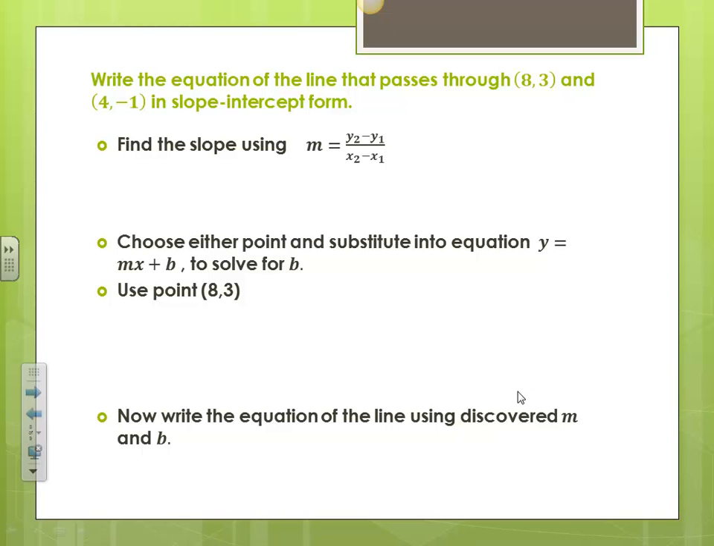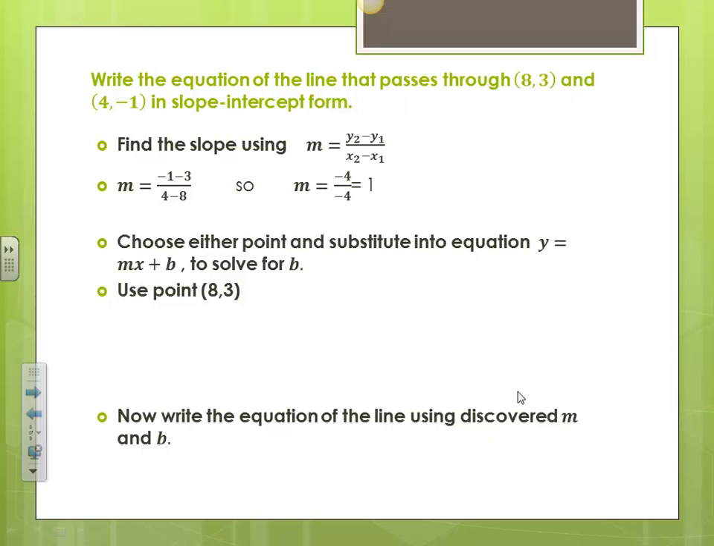Okay, we can write the equation of a line that passes through 2 points in slope-intercept form, and there are 3 steps. The first thing that we have to do is find the slope. We're going to use that magical formula, m equals y2 minus y1 divided by x2 minus x1. All right, so I'm going to plug in those numbers. So I have negative 1 minus 3 divided by 4 minus 8. So when I solve, I have negative 4 over negative 4, which equals 1. So my slope is 1.